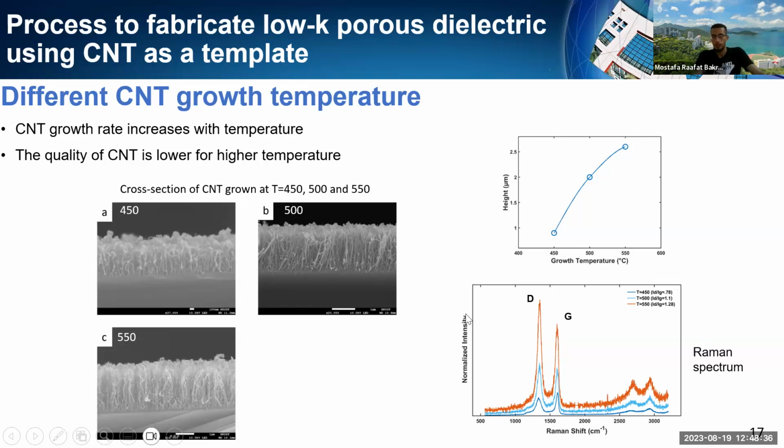And from the Raman spectrum, these two peaks are characteristic of the CNT, and the ratio of the intensity of these two peaks, D over G, represents the amount of defects in the CNT and also the quality of the CNT. A higher ratio represents a higher amount of defects and bad quality for the CNT. We notice that at higher temperature, the ratio is higher, so it means the quality is getting worse. So the optimum temperature here is 450.